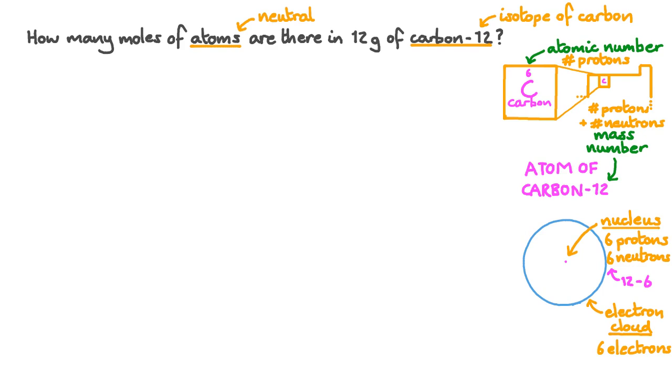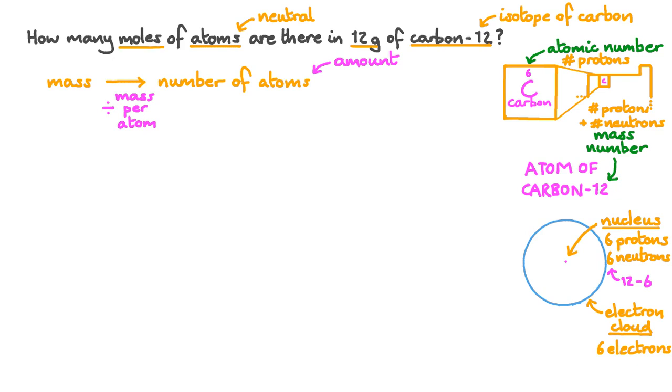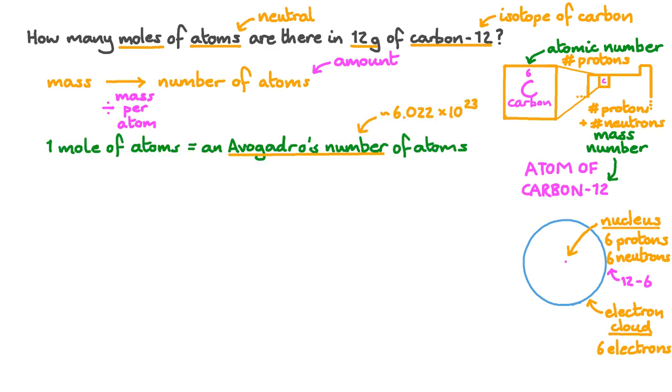So we now know what we're talking about: neutral atoms of carbon-12, consisting of 6 protons, 6 neutrons, and 6 electrons each. The question tells us that we have exactly 12 grams of carbon-12. To work out the absolute number of atoms, we could take our mass and divide it by the mass of each atom. However, this would be the amount of atoms we have. But the question is asking for the amount of atoms in moles. 1 mole of atoms is equivalent to an Avogadro's number of atoms, which is an astonishingly big number, about 6 times 10 to the power of 23.